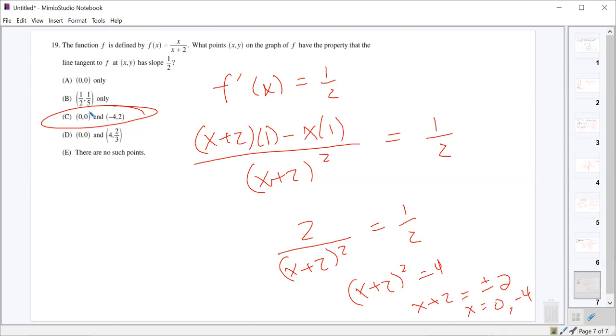And one thing that you'd want to be careful with is you want to go back in and make sure that both 0 and negative 4 are defined in your original function, which they both are. If they weren't defined in your original function, like for example, if negative 4 wasn't defined in your original function, then you have just chosen A.